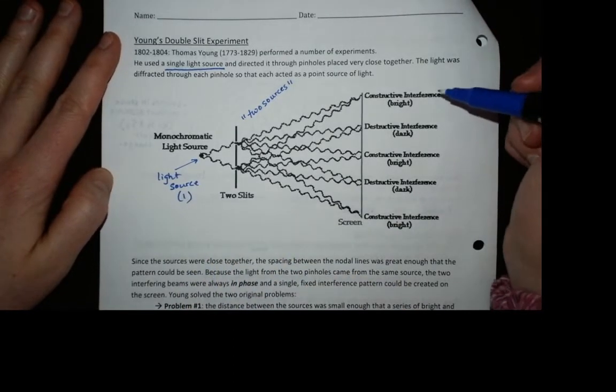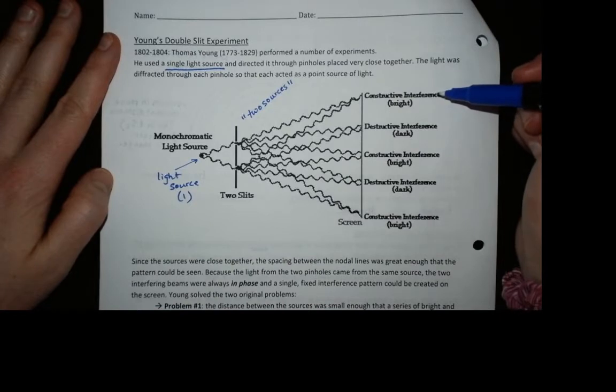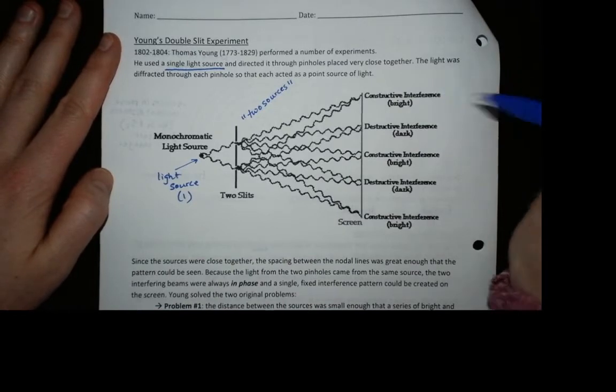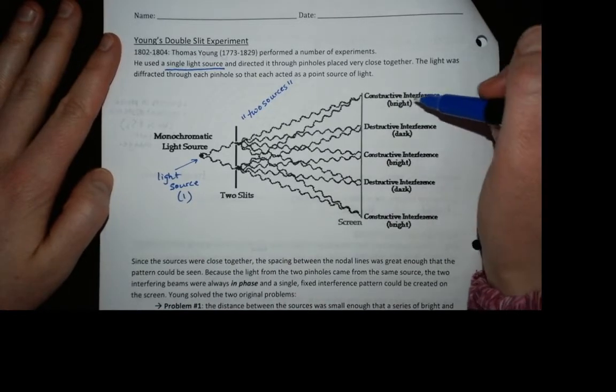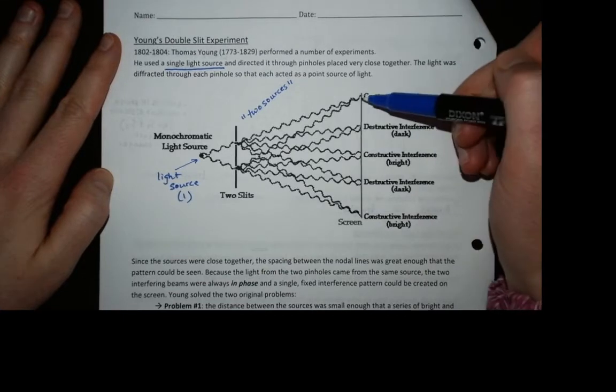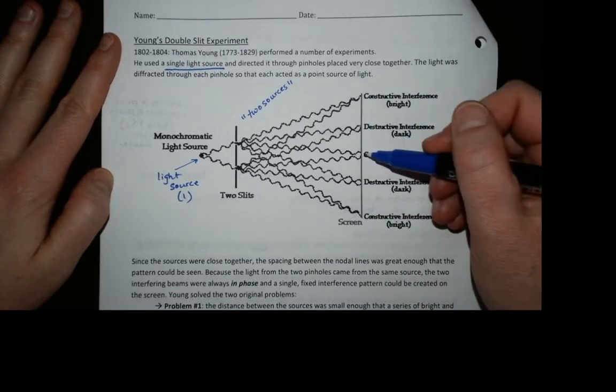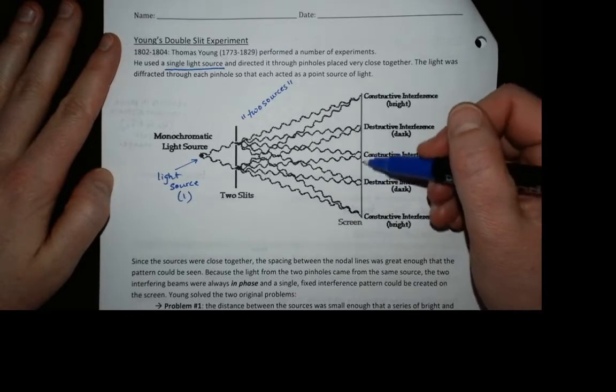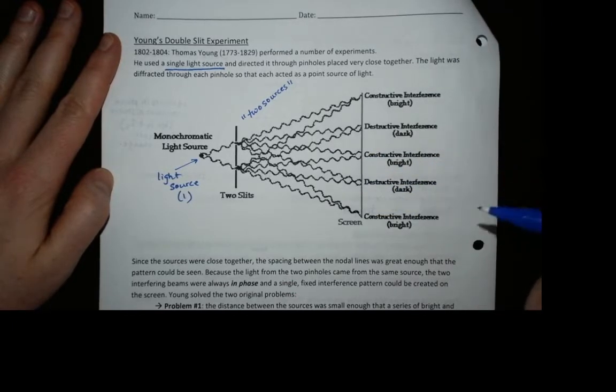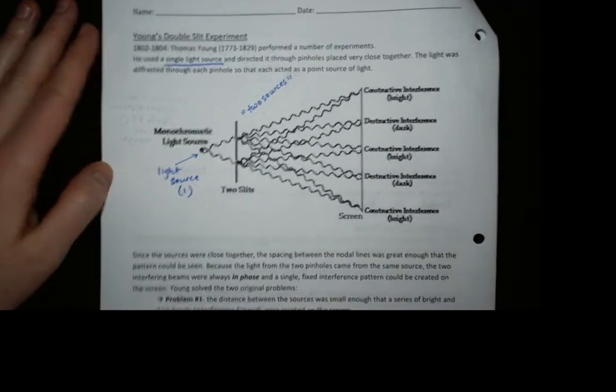So on the screen, what we observed was constructive interference and destructive interference. Where constructive interference happened, they were bright spots. Okay, so this was a bright band. Then we got a dark band where destructive interference occurred. Then we got more constructive, which was bright, dark, bright. So you could actually see the alternating bands.